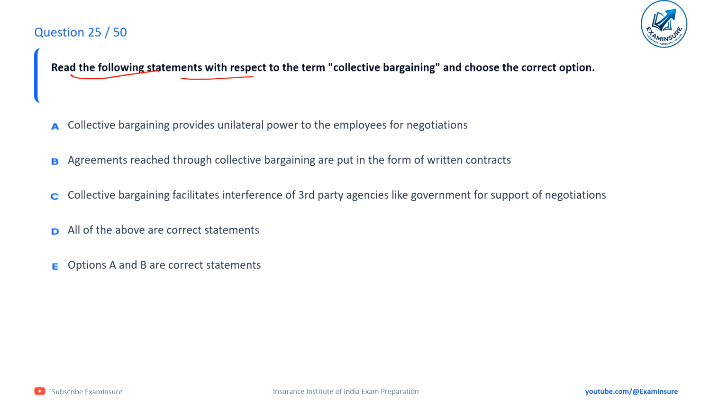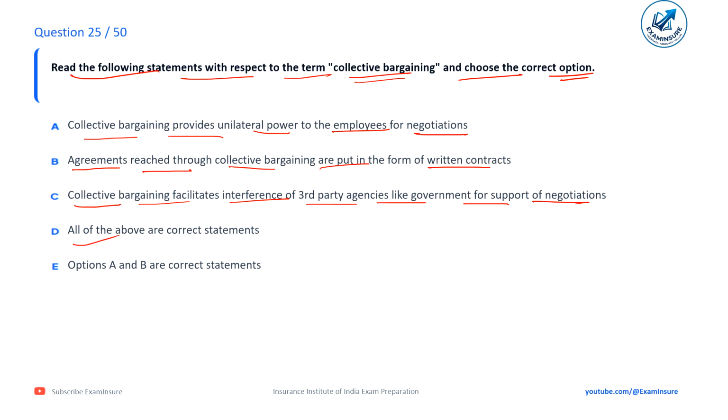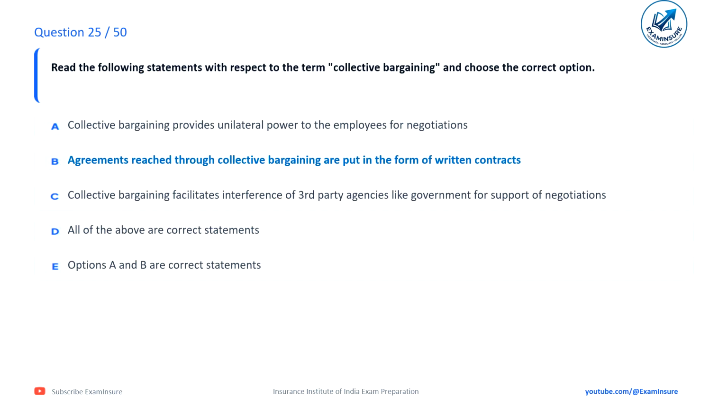Read the following statement with respect to the term collective bargaining and choose the correct option. तो collective bargaining के लिए कौन सा ऑप्शन करेक्ट होगा? पहला ऑप्शन है collective bargaining provides unilateral power to the employee for negotiation. Second option is agreements reached through collective bargaining are put in the form of written contract. Third option is collective bargaining facilitates interference of third-party agencies like government for support of negotiation. And all of the above options are correct and only option A and B are correct. So a correct answer is agreements reached through collective bargaining are put in the form of written contract, which is a correct statement for collective bargaining.